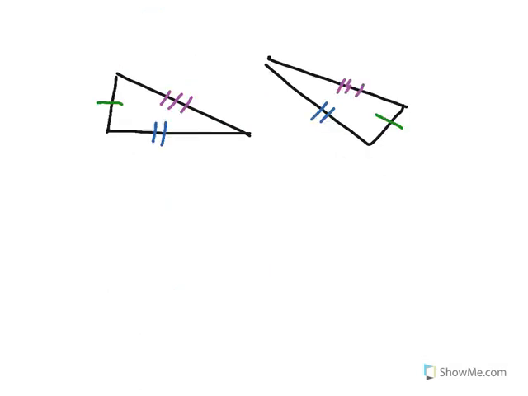Okay, the first postulate is this. If all 3 sides of one triangle are congruent to all 3 sides of a second triangle, then the 2 triangles are congruent. And we call that the side-side-side postulate, and we abbreviate it SSS. The triangles are congruent by side-side-side postulate.